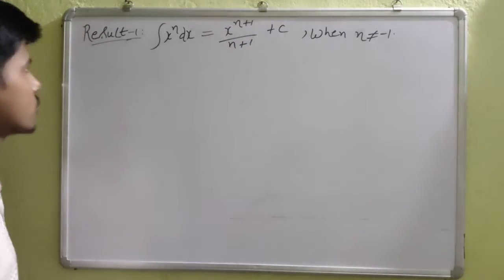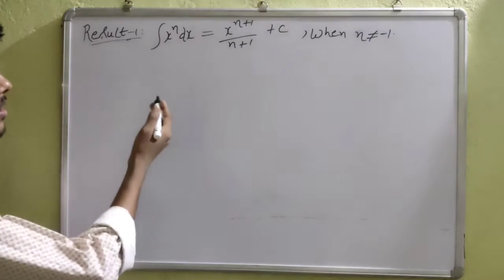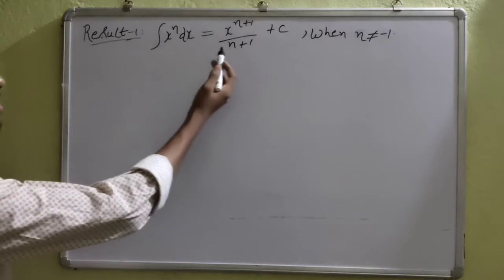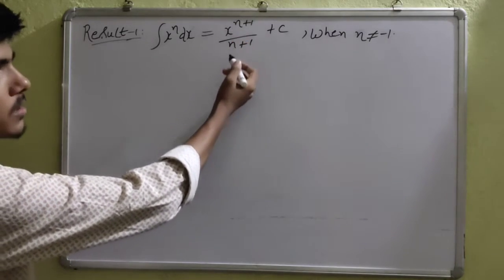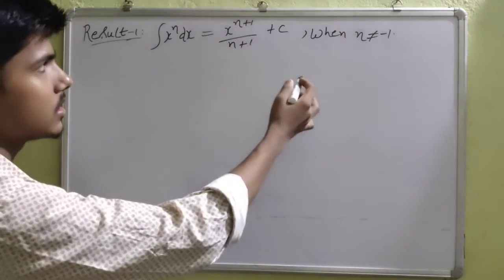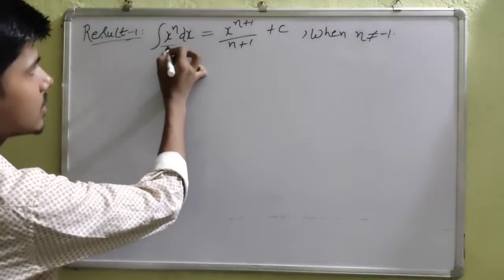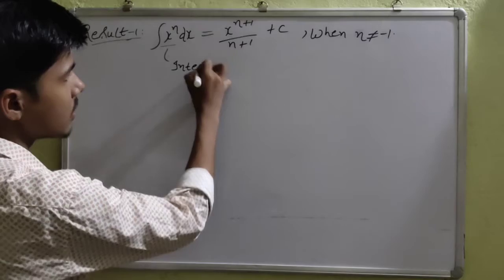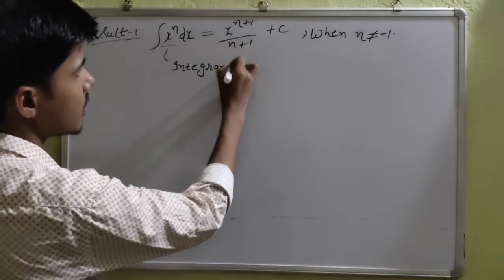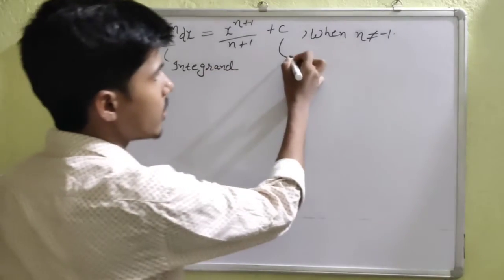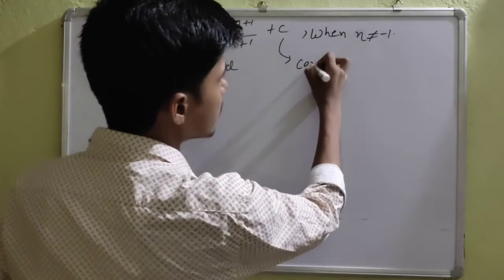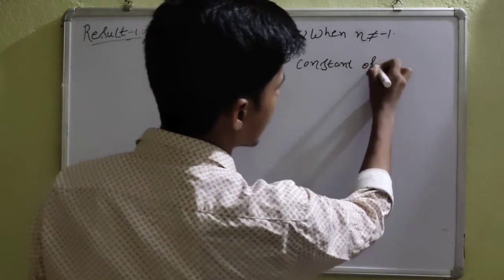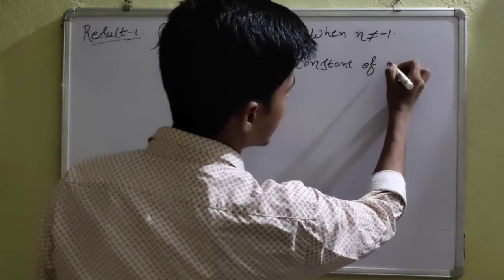Now we have to go through result number 1, where integration of x to the power n dx is equal to x to the power n plus 1 divided by n plus 1 plus c. Here x to the power n is called the integrand, and c is called the constant of integration.